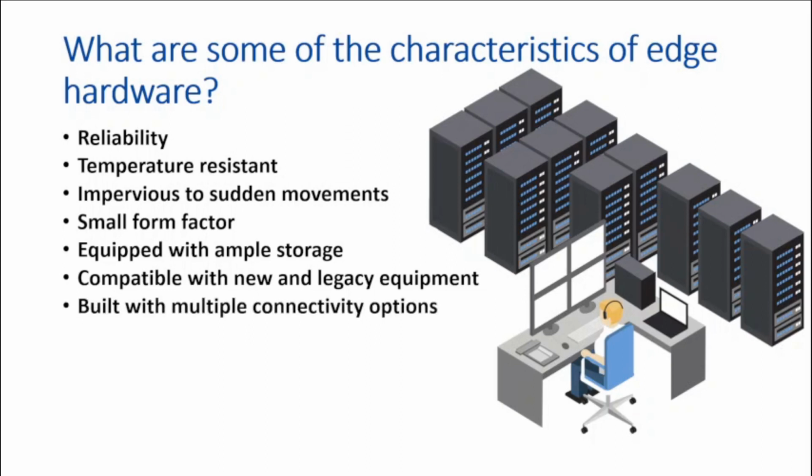Built with multiple connectivity options. Edge computers typically support both wireless and wired connectivity. That way, if connecting to the internet wirelessly is not an option at a remote commercial site like a farm or a ship at sea, the computer can still connect to the internet to transmit data.